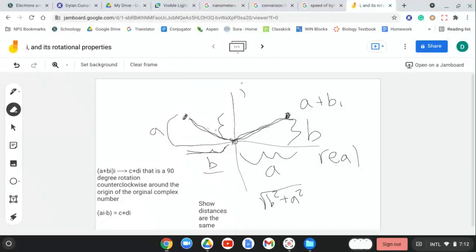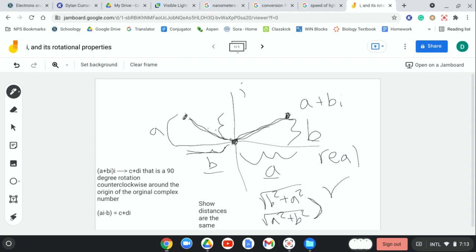And the other one is the square root of a squared plus b squared as well. I apologize. And these are the same. So we just proved that these two points are the same distance from the origin. So that's step 1 complete.